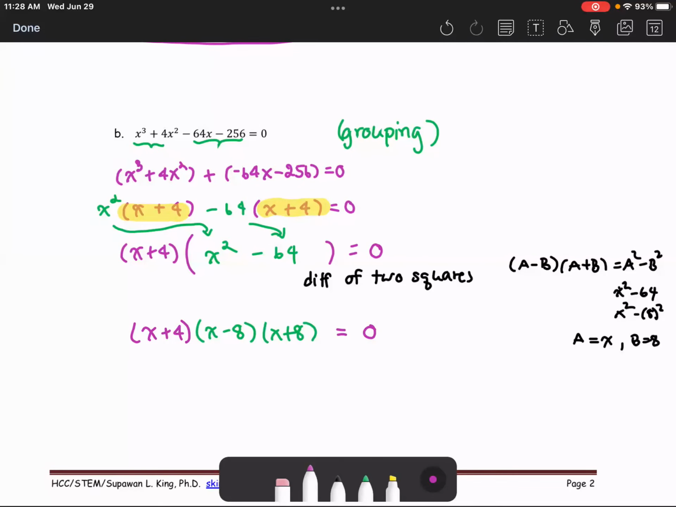Then we use the zero factor property. So each factor equals 0 to give us the solution x equals negative 4 for the first one, x equals positive 8 for the second one, and x equals negative 8 for the last one. So we have 3 solutions for this polynomial equation.